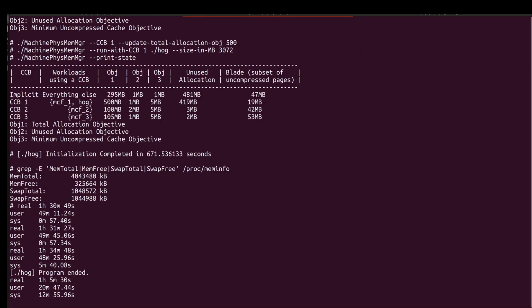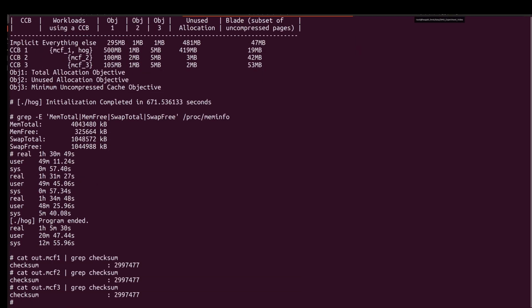All programs have finished. The checksums match the checksum from an execution in a regular desktop.